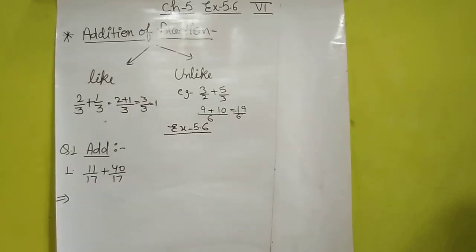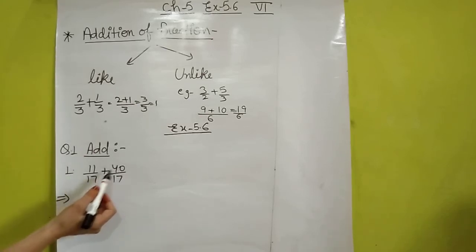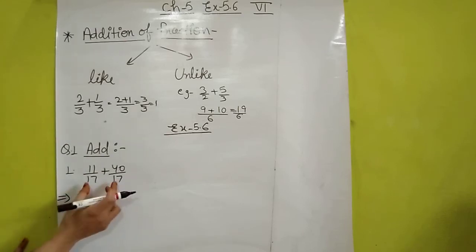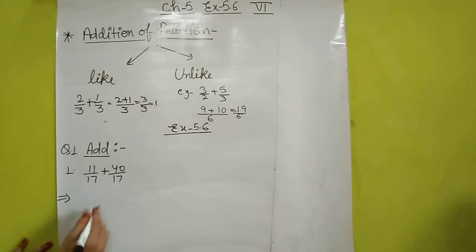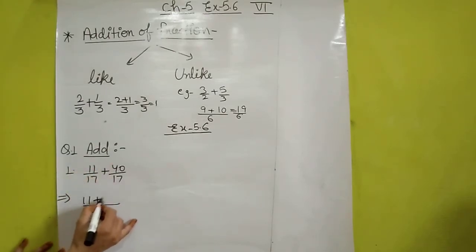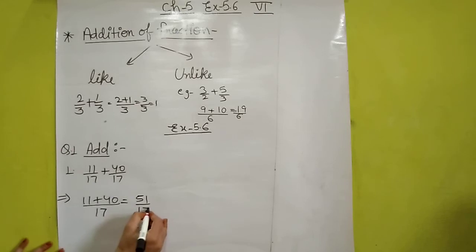Now students, question number 1, part 1 is 11 upon 17 plus 40 upon 17. Here students, both denominators are same. It means this is like fraction. So LCM will be 17 and upside same numbers 11 plus 40 will come. Students, when you will add 11 and 40, it will be 51 upon 17.